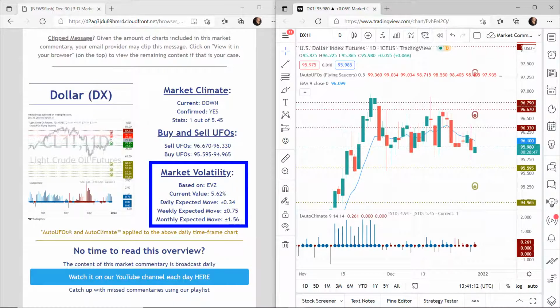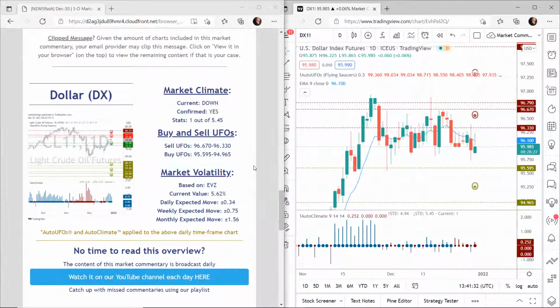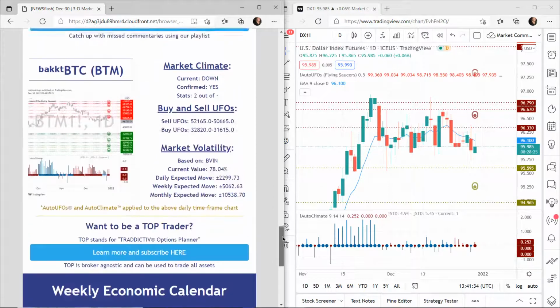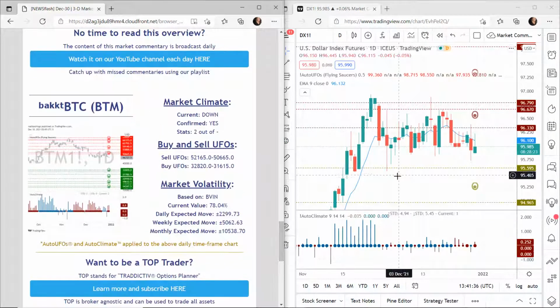In terms of volatility, we'd expect that the US dollar would move up or down in 1 year by 5.62%. And therefore in a day, it's 0.34 points. In a week, 0.75 points. And in a month, 1.56 points, either up or down. That's the US dollar. Okay, now the last market is back to Bitcoin.